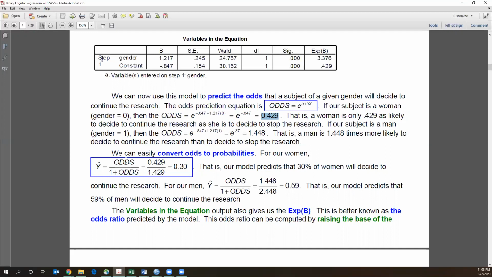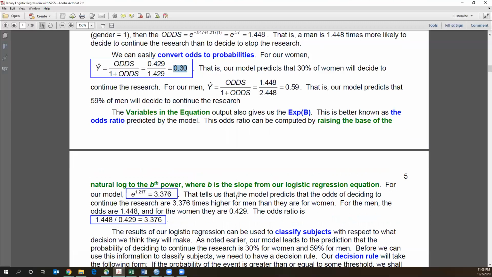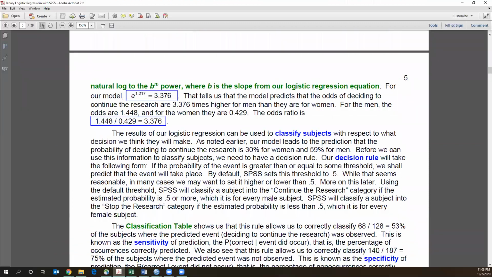And then we do this odds equation, what's called convert odds to probabilities, to calculate the percent who will choose to continue the research. So 3 steps. We look at this, we check this, then we can do this formula, which is our kind of prediction equation. Then we can calculate how many times more likely than the other group. And here we can calculate how many will choose to do the positive of what we're studying. Okay. So there's more explanation here.